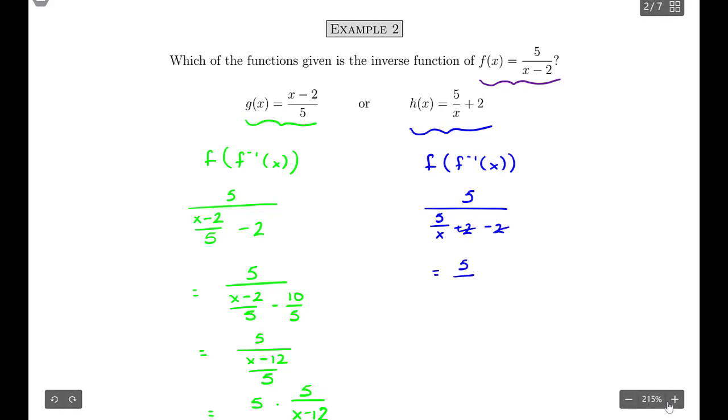And now we have 5 over 5 over x, which is the same as 5 times x over 5. Our 5's cancel. We are left with x. So h of x is the inverse of our given function f.